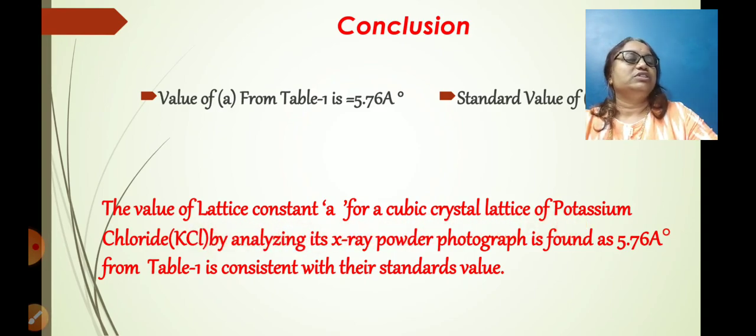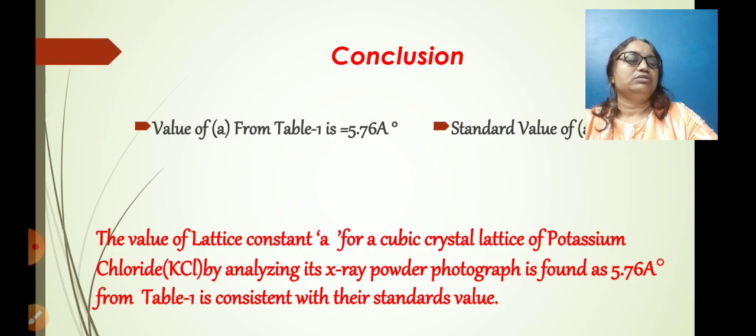This is all about the X-ray diffraction by the powder method. It's also called the powder method, and this is actually the Debye-Scherrer method that we are doing. So this is all about the X-ray diffraction powder photograph. We are trying to find the value of a. a is the dimension of the unit cell. It is also known as the lattice constant.